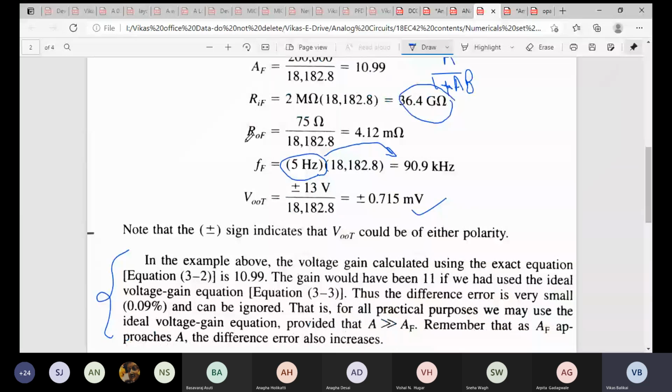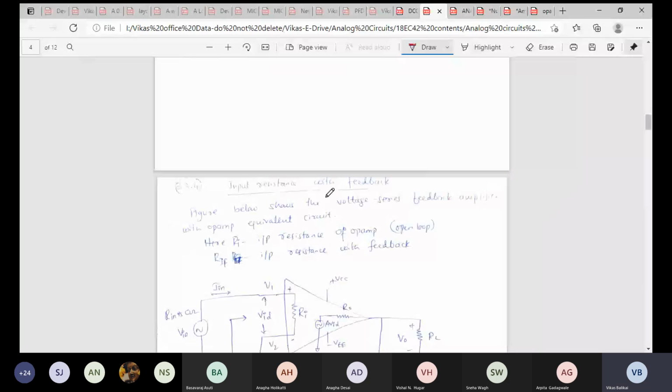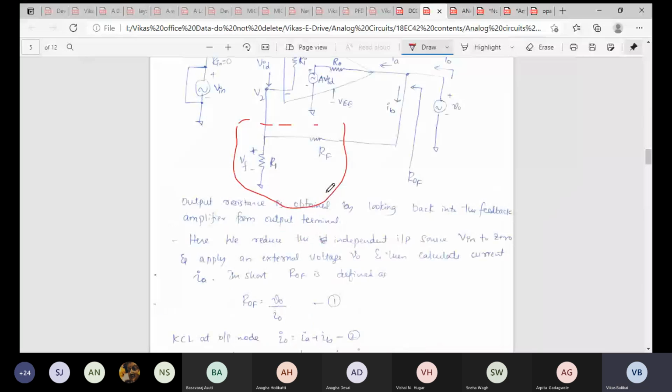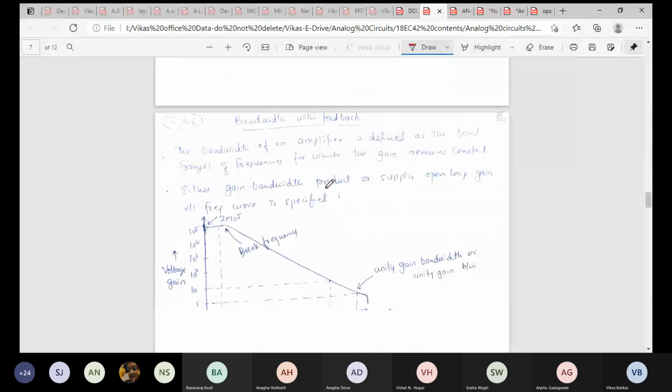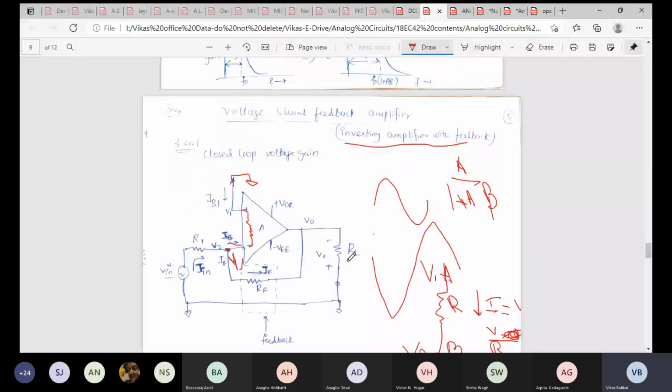problem. Now let's move on to the next problem or next numerical, which is your inverting amplifier of figure 8.3. Again, that figure is nothing but the inverting amplifier which we dealt with in the previous class. So this is my inverting amplifier structure that we dealt with in the previous class.